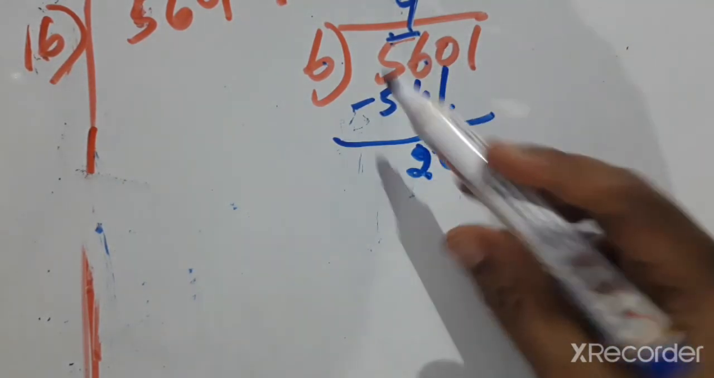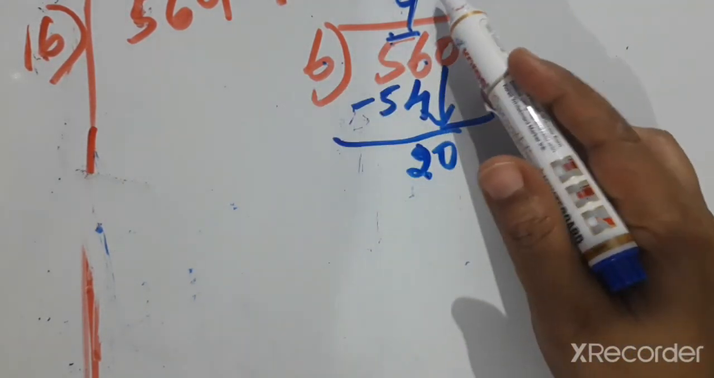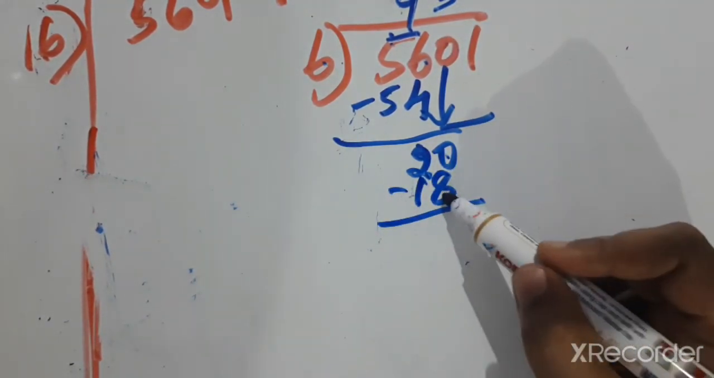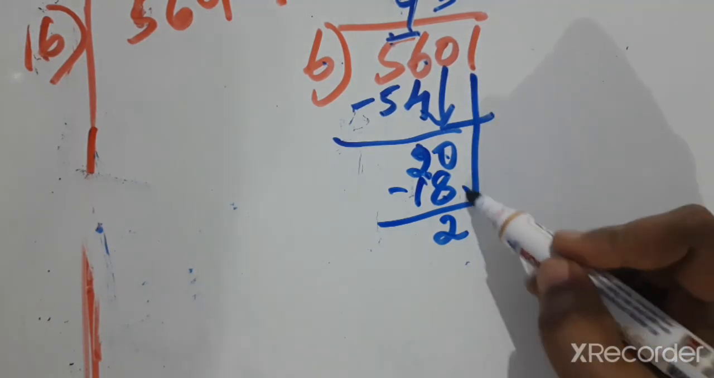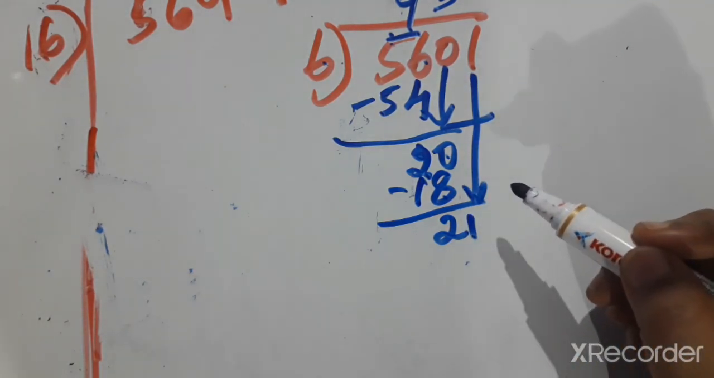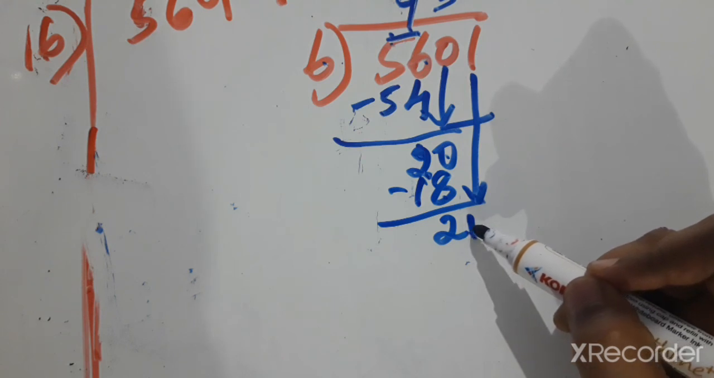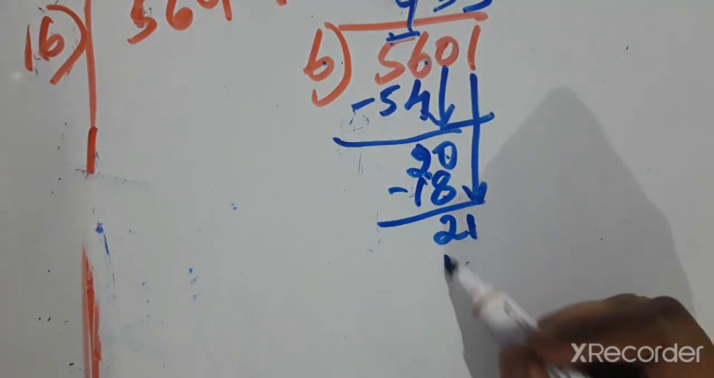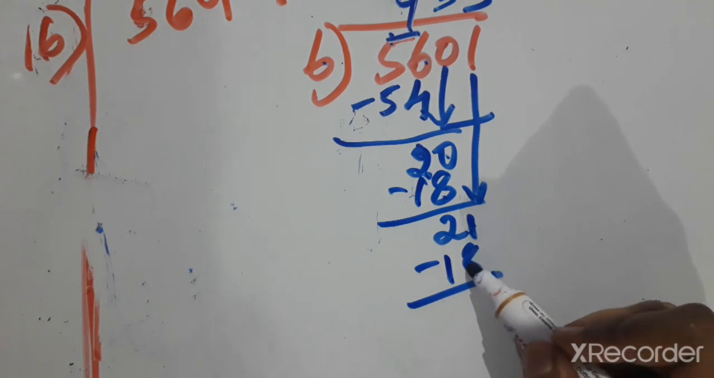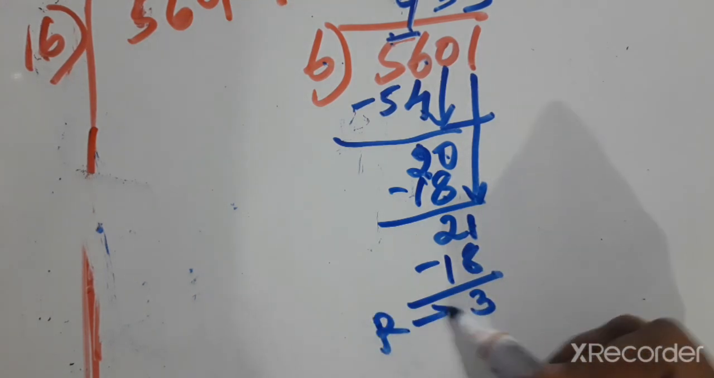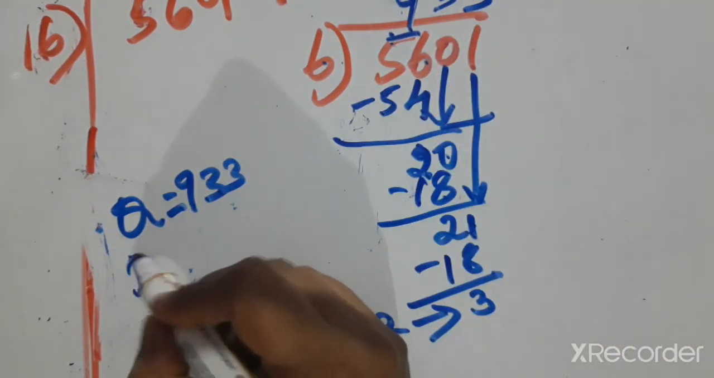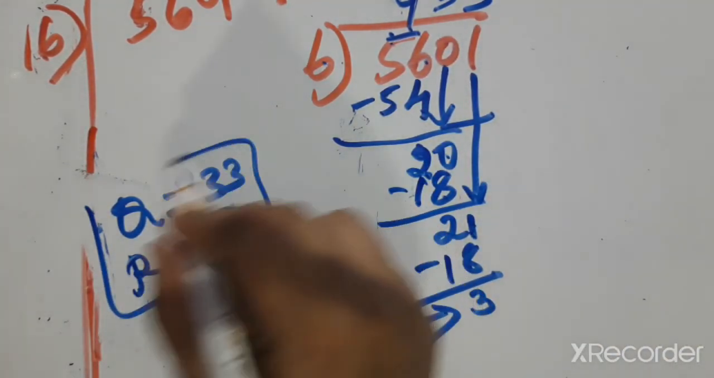Bring this 0 down. 6 times what is nearest to 20? That is 6 threes are 18, that is nearest to 20. 20 minus 18 is 2 remainder. Bring this 1 down, now 21. 6 times what is nearest to 21? 6 fours is 24, which is greater than this. So the nearest is 6 threes are 18. 21 minus 18 is 3. Remainder is 3 and quotient is 933.